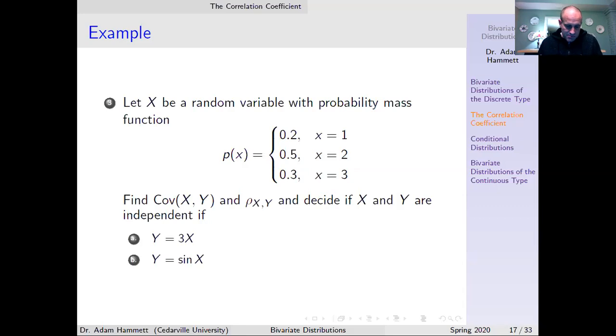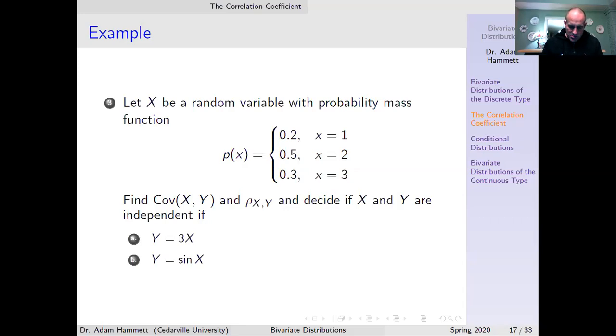Let's take a look at that and see if that's actually true here. So first of all, what are the possibilities for X? X could be 1 with probability 20%, 2 with probability 50%, and 3 with probability 30%. Okay, so let's go through that.